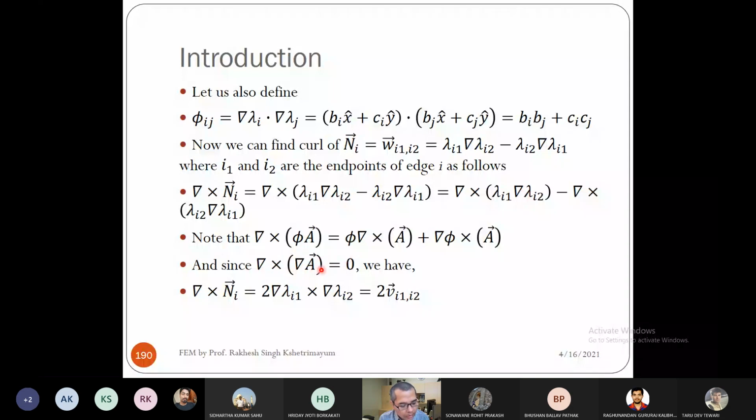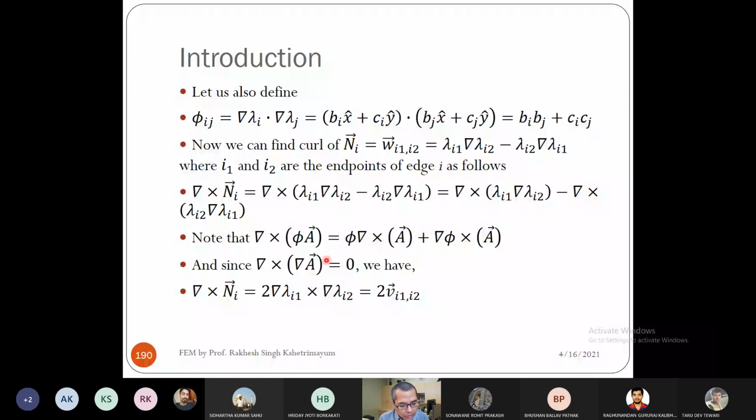This one vector identity will be equal to 0. So I need to check whether this equation is correct or not. When you take the curl operation on this, you'll have a first term here, then a second term here. This first term here is phi times curl of A.